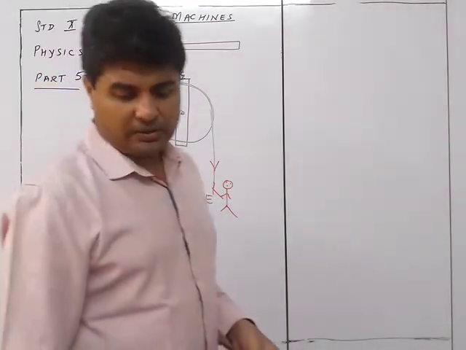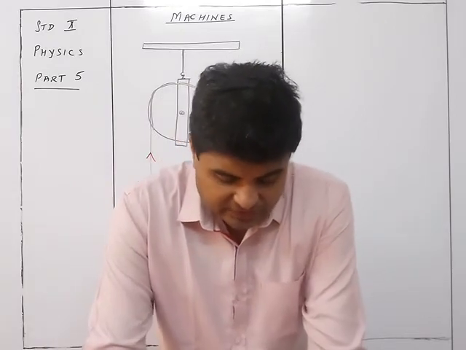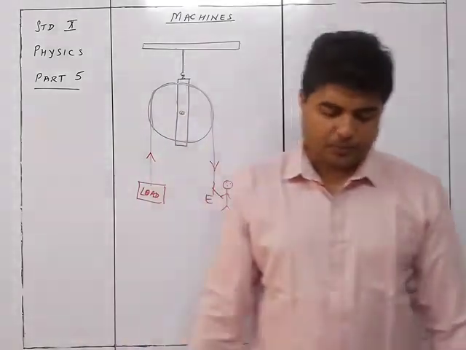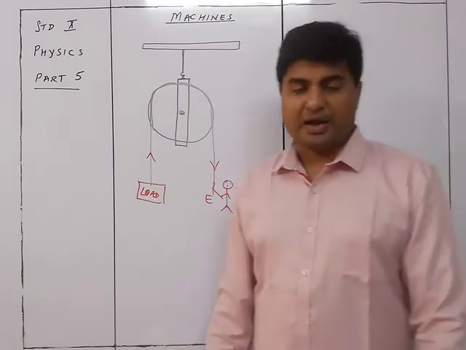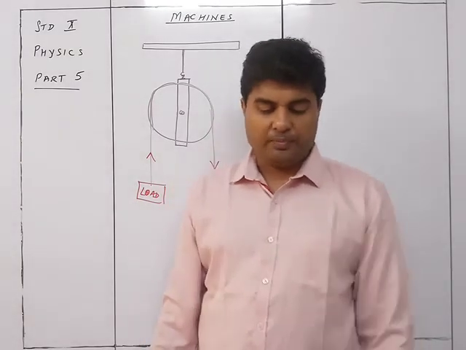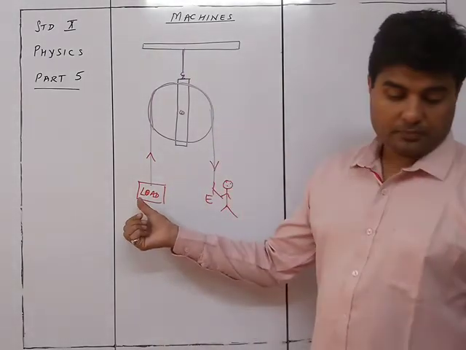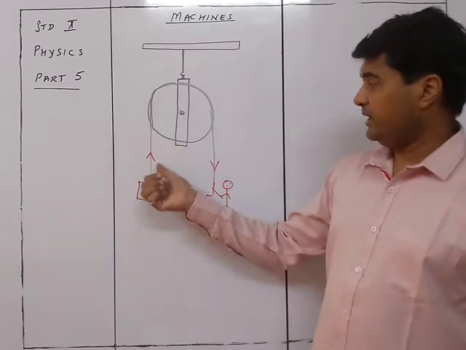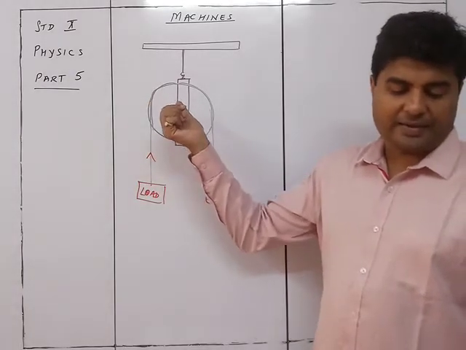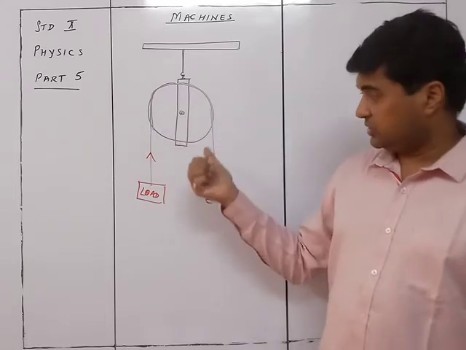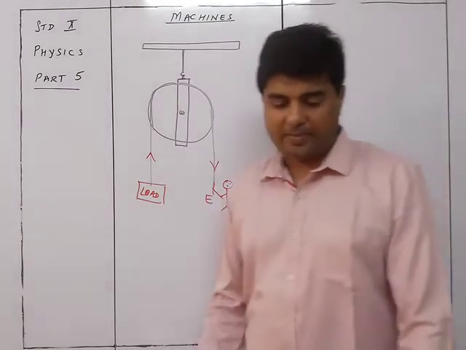So you can see over here the single fixed pulley in which the axle is fixed to a rigid support, and an inextensible strong string of negligible mass passes over the grooved rim of the pulley. One end of the string is connected to the load L, while the effort E is applied at the other free end of the string. So this is the other free end where the effort is applied by this person.